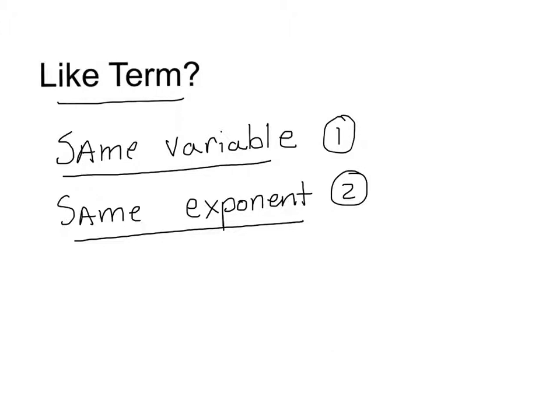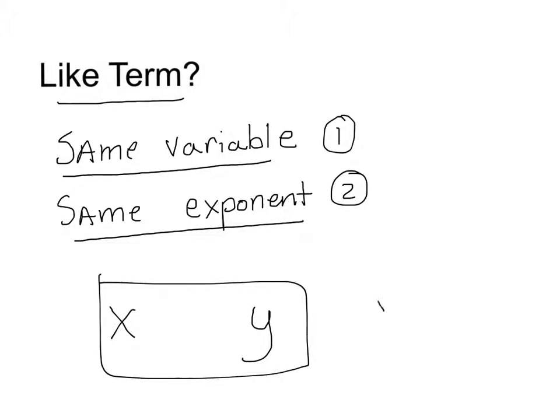So let me ask you this. Is x and y like terms? No, because they have different variables, right? Okay, what about x squared and x cubed? Are they like terms? They're not. See, if you look at them, they have the same variable, don't they? But they don't have the same exponent, do they? Okay, so in order for them to be a like term, they have to have the same variable and the what? Same exponent.